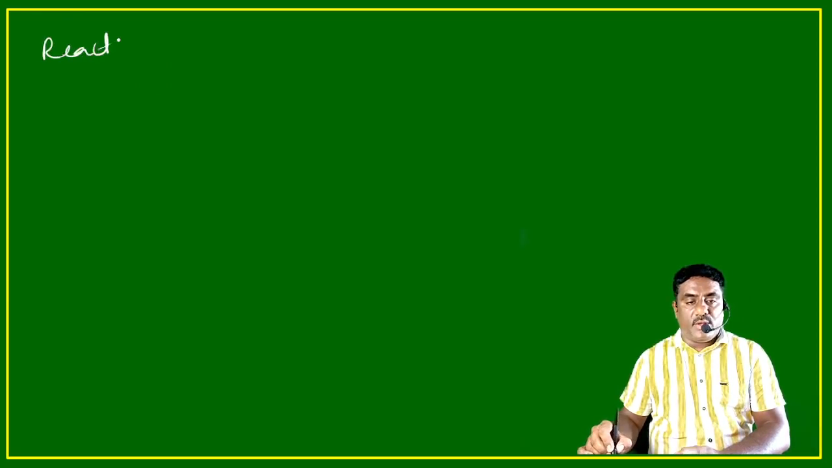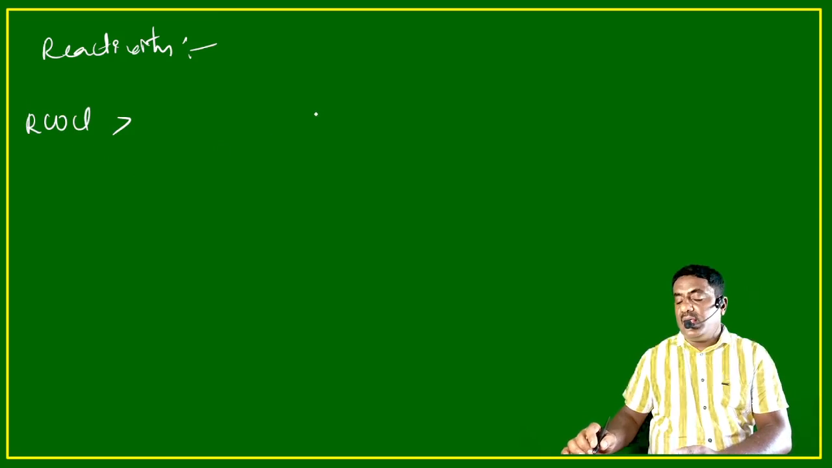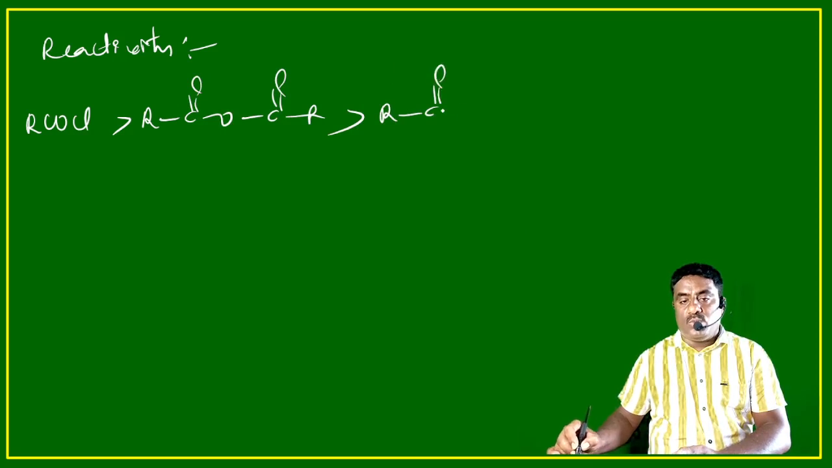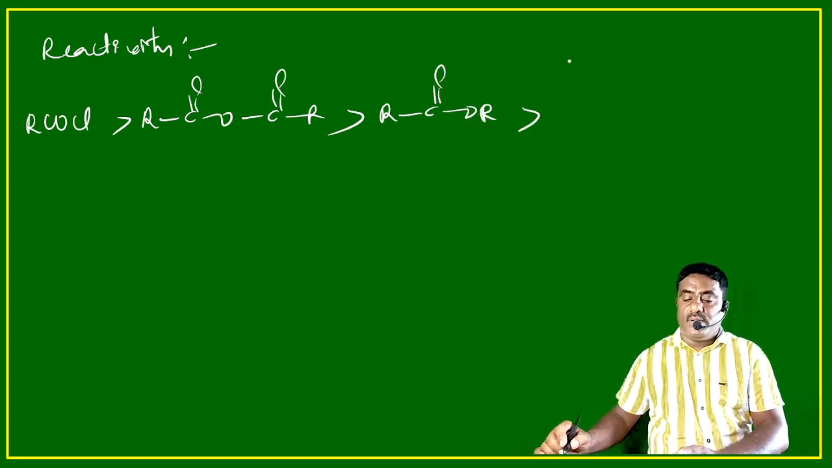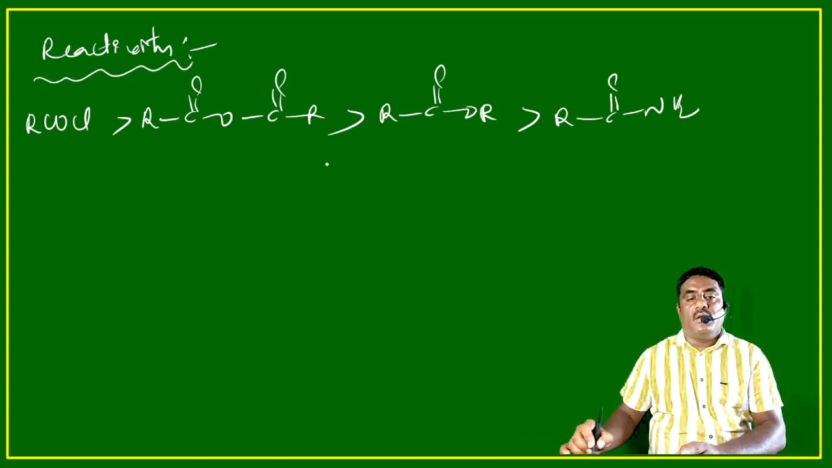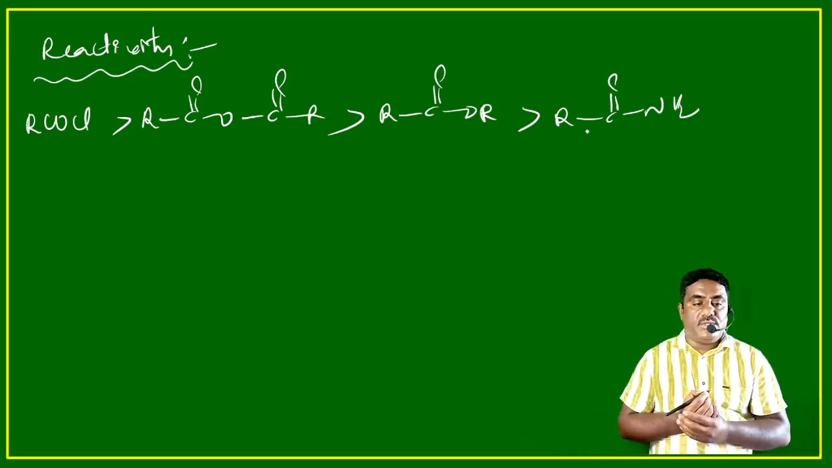Look at the reactivity of acid derivatives. For example, RCOCl, the acid chloride, then anhydride, next the ester RCOOR, next the amide RCONH2. Acid chloride is more reactive than the other acid derivatives.